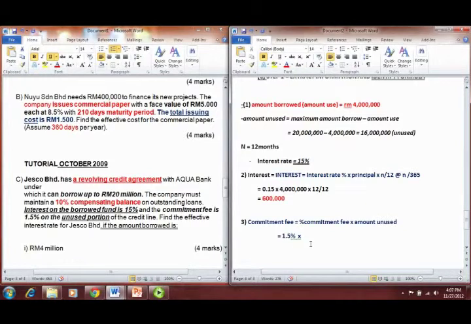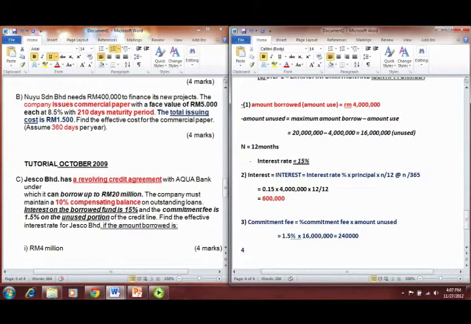So what is the amount unused? 16 million. That's why, class, it's very important for you to extract all the information. So remember, when involving a revolving credit agreement, you must calculate all this information: amount used, amount unused, your N, your amount of interest, and your commitment fee. So times with your 16 million, from your unused amount. So 1.5%, don't forget, class, it's not 0.15, it is 0.015 times 16 million. 240,000. So that is your commitment fee.